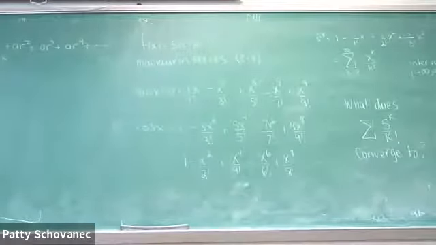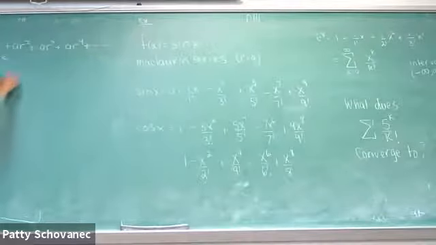For what values of r will that converge? Converges for |r| < 1. What does it converge to? A over 1 minus r.